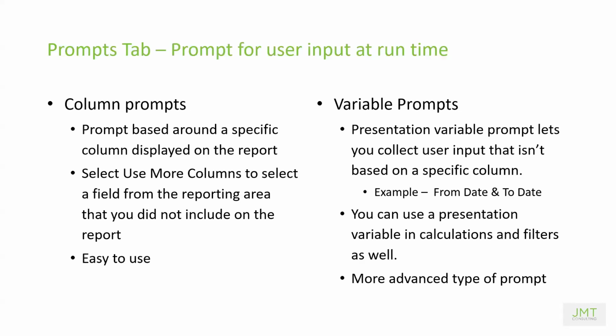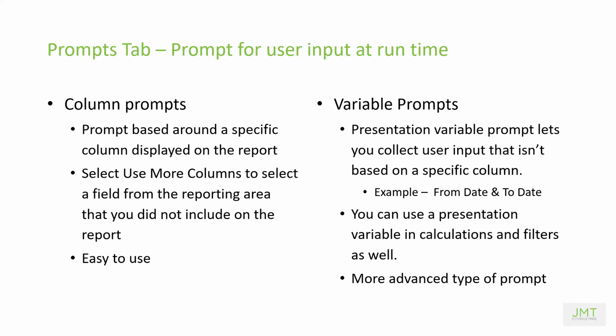And then we have the prompts tab. So this prompts tab is going to be for the runtime prompts that your users are going to make selections for before they run the report. So again, one of the kind of 3 layers of filtering that could be used with these ICRW reports. You're going to prompt based on a specific column that is displayed in the report. That's what I see most commonly used.